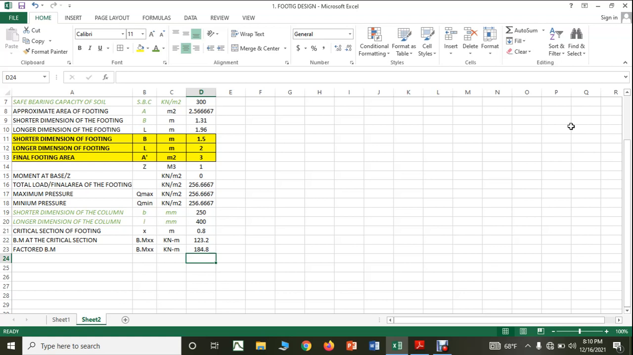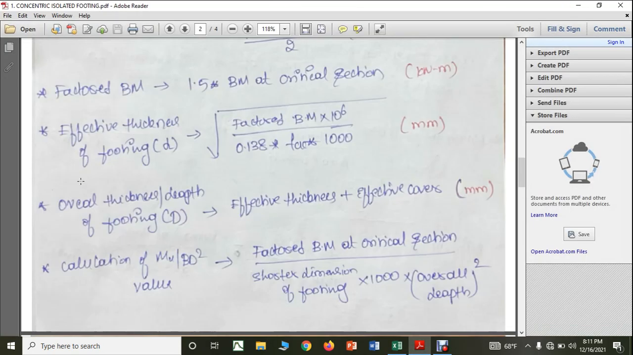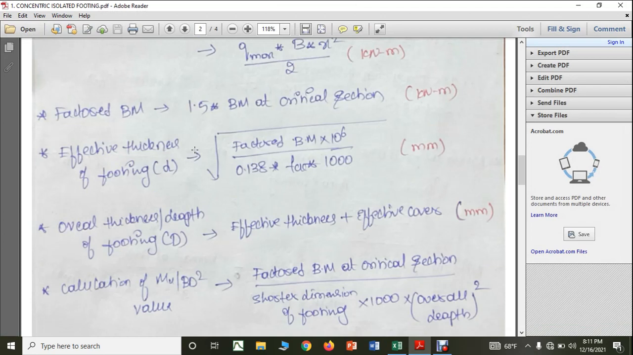Welcome back, learners. In the previous lecture, we were doing the Excel sheet design, and we have completed up to the factored bending moment value. Once the factored bending moment is done, your next step is finding the effective thickness, that is, the effective depth of the footing. The next step is to write the Excel sheet formula to get the effective thickness, or the effective depth of the footing.